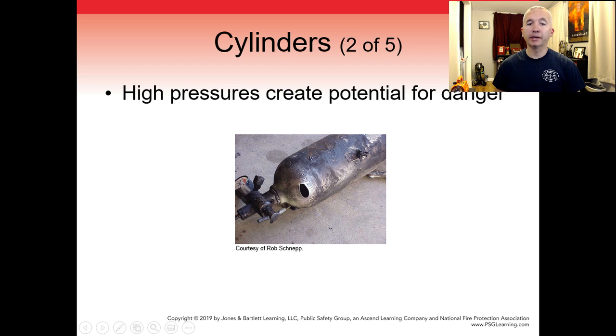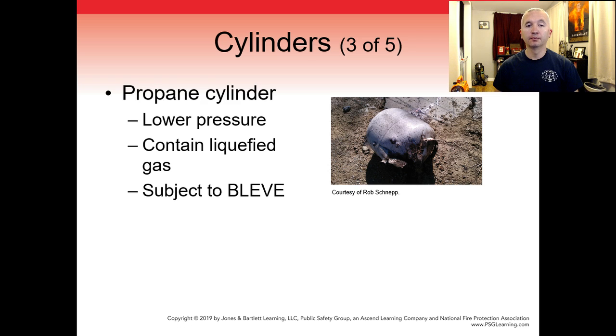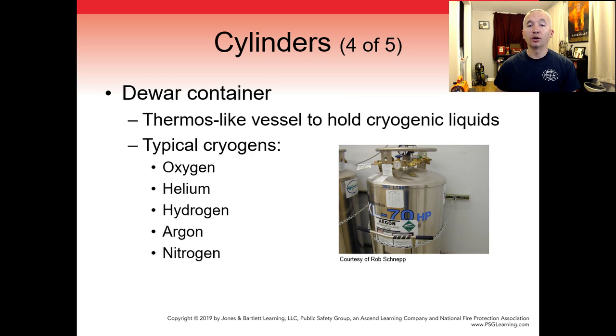High pressure creates potential for danger, because when these vessels rupture, they will launch like a rocket with nothing stopping them until the pressurized gas inside is expelled completely. Propane cylinders are lower pressure and contain liquefied gas, which is subject to BLEVE. Dewar containers are thermos-like vessels designed to hold cryogenic liquids. Typically, cryogens include oxygen, helium, hydrogen, argon, and nitrogen.